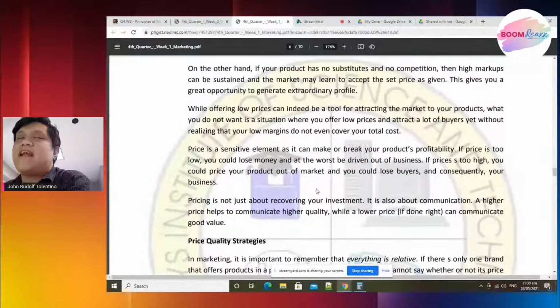Next natin is while offering low prices can indeed be a tool for attracting the market to your products, what you do not want in a situation is where you offer low prices and attract a lot of buyers, yet without realizing that your low margin does not even cover your total cost. Ayan. So yes, we can offer low prices for a new product or for our consumers. Okay, but do not go to the point that yes, you had a lot of consumers, pero at the end of the day, hindi mo naman na-meet yung total cost mo. Hindi ka man lang nag-break even. 'Di ba? Pag hindi ka nag-break even sa cost mo, malaking epekto 'yun kasi wala kang kikitain, wala kang pambayad sa operational cost mo. Kasi nga hindi ka nag-break even, so malulugi ka rin.